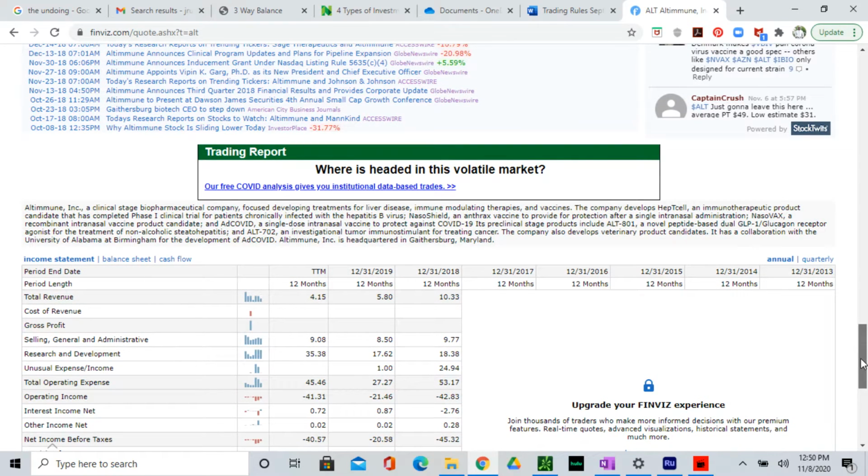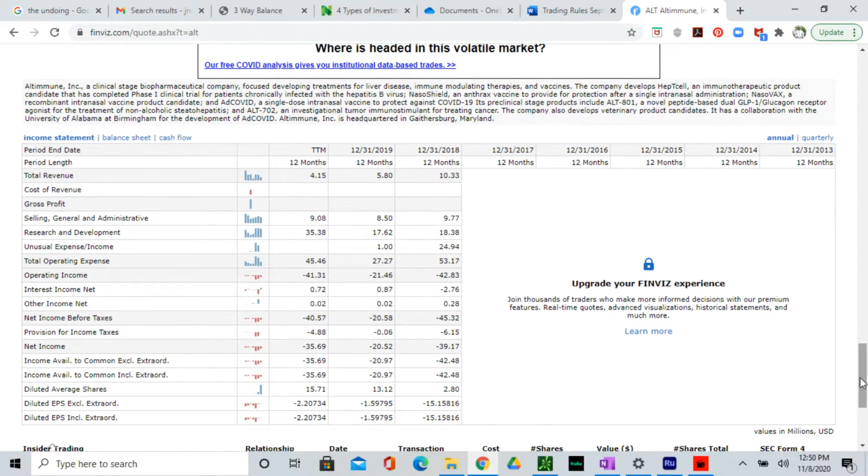So as you can tell, I was scrolling down, and when I scroll down, you get more information about the company in a blurb at the bottom of the page, right? And it tells you that it's focusing on developing treatments for liver disease, immune modulating therapies, and vaccines. The company develops HEPT cell, an immunotherapy product candidate that has completed phase 1 clinical trials for patients chronically infected with the hepatitis B virus, right? So that is one. We talked about the anthrax one, and we also mentioned the COVID one, right?